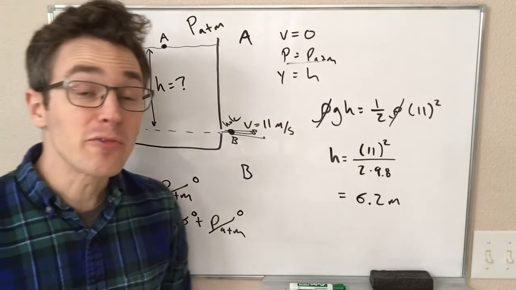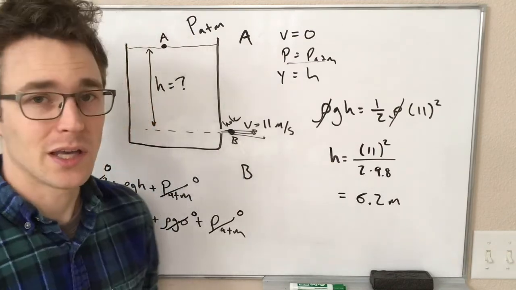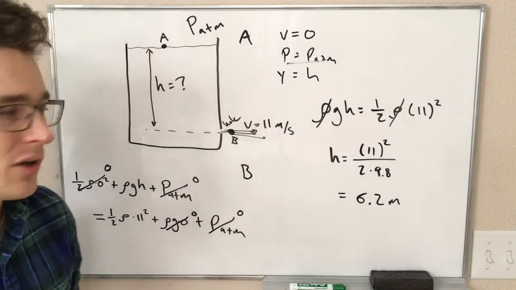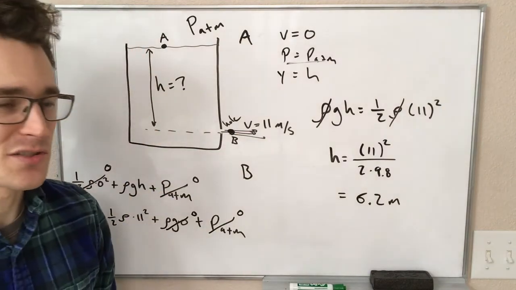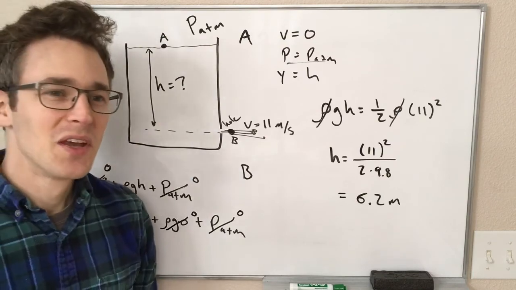There are fluids that don't lose energy. Those are called superfluids, and liquid helium can be a superfluid, so you can have energy perfectly conserved from point A to point B. That's pretty fun. It only happens at super low temperatures.